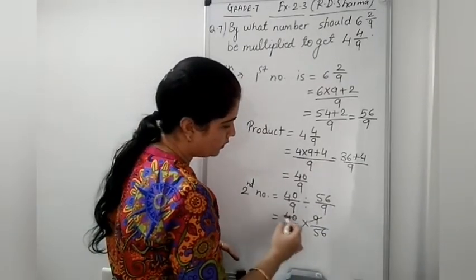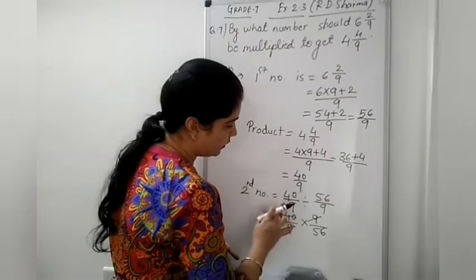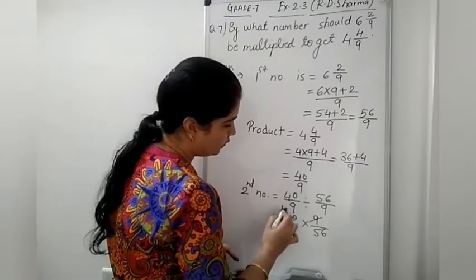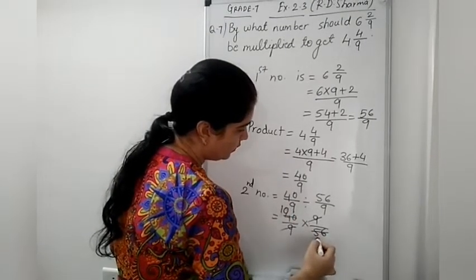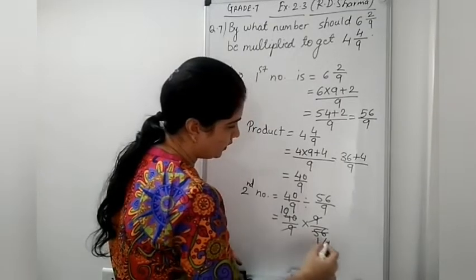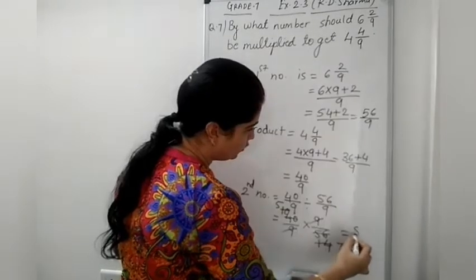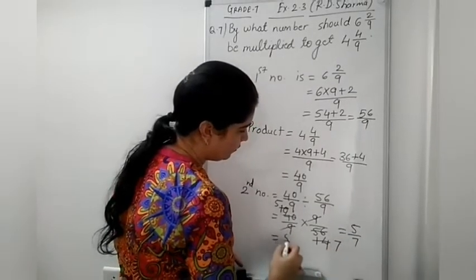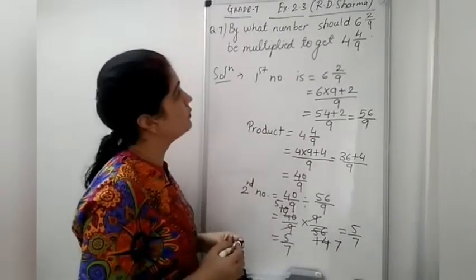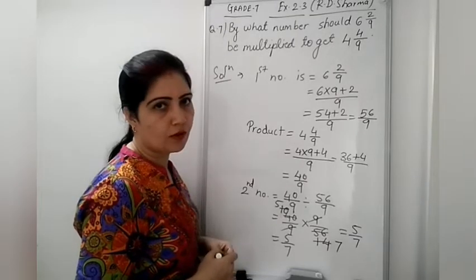9 can be cut. They both have factors: 14 and 56 are the factors of 4. So I can say 4 ones are 4 and here 4 ones are 4, 4 fours are 16. Again we can cut it by 2, 2 sevens are 14, 2 fives are 10. So you will get the answer 5 upon 7. So the answer is, the next fraction is 5 upon 7.